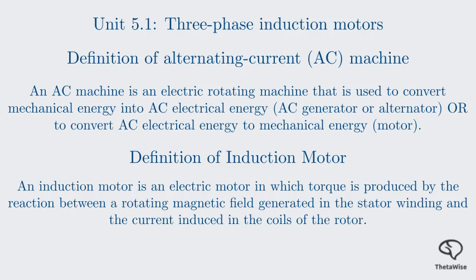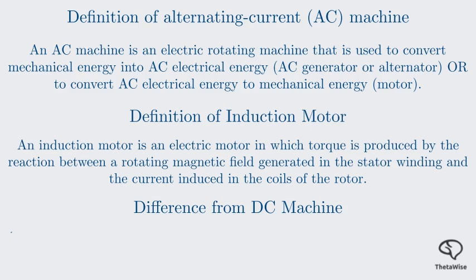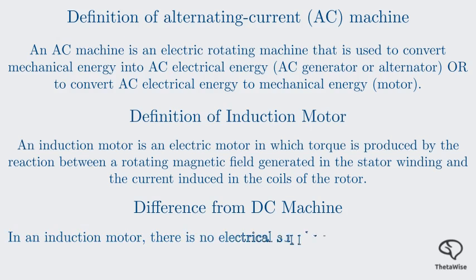A key distinction of the induction motor is how it powers the rotor. Unlike DC machines, the rotor of an induction motor has no direct electrical connection to the supply. It gets its current entirely by induction from the stator. This is why it's called an induction motor. The current in the rotor is induced. And why do we use these motors?